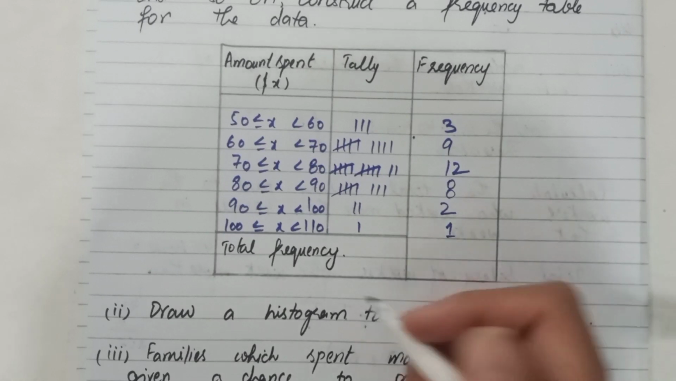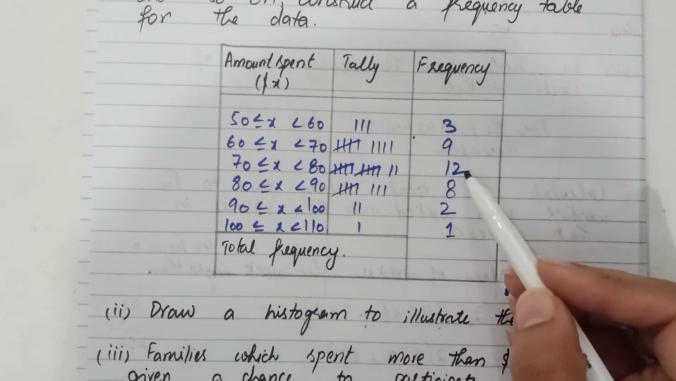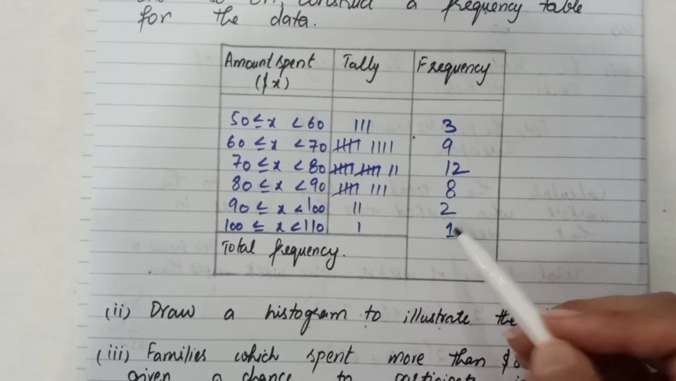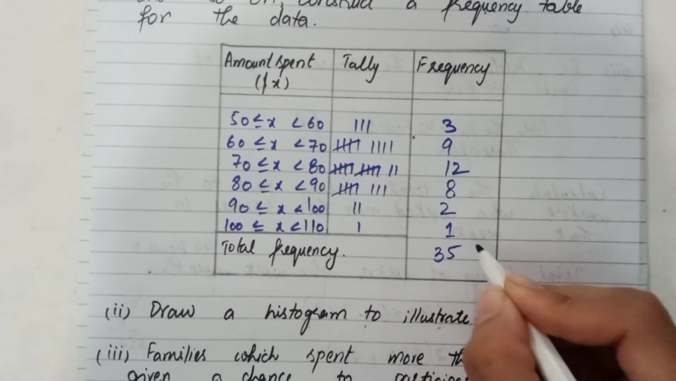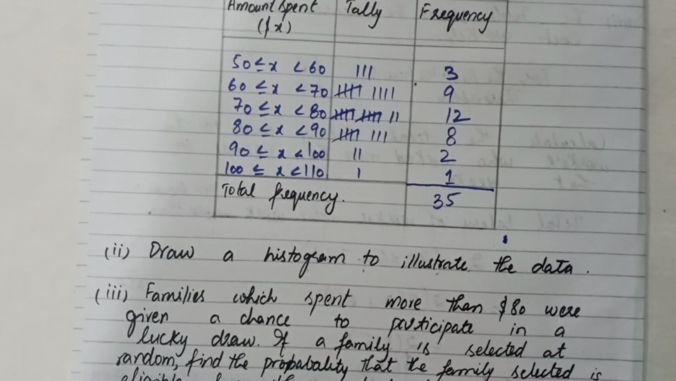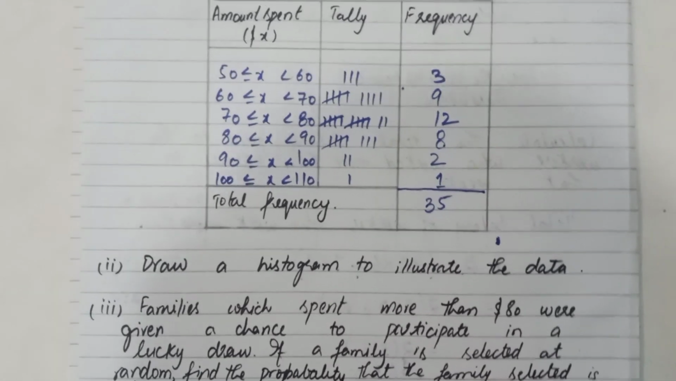Yes, students. Now we have to count the total frequency: 9, 12, 24 and 8, 32, 33, 34 and 35. The total frequency is 35.